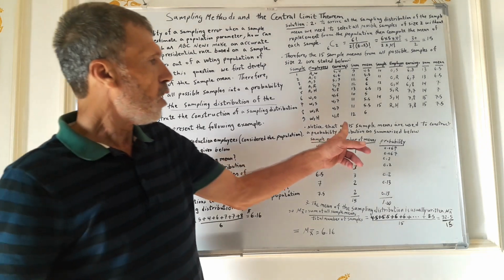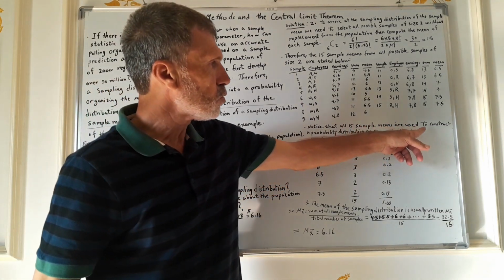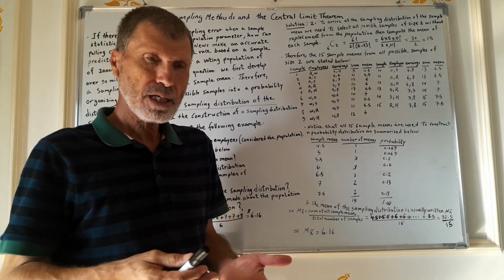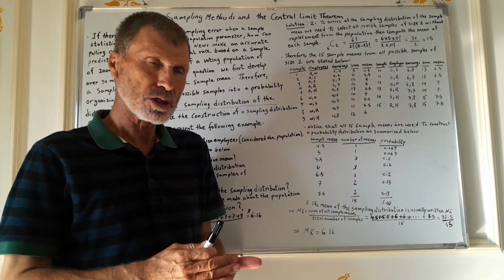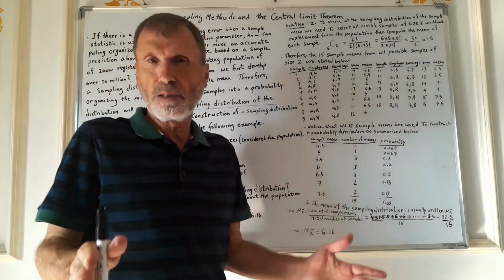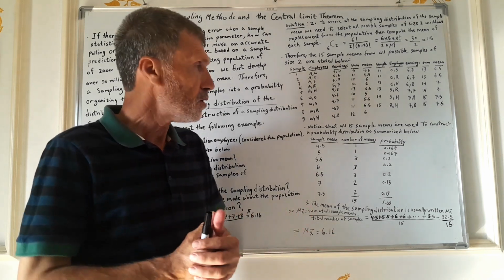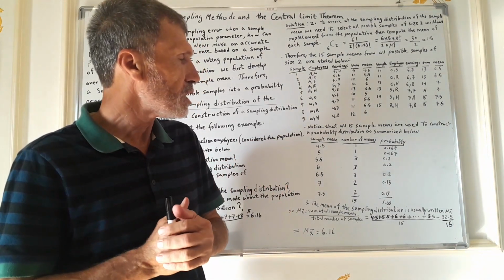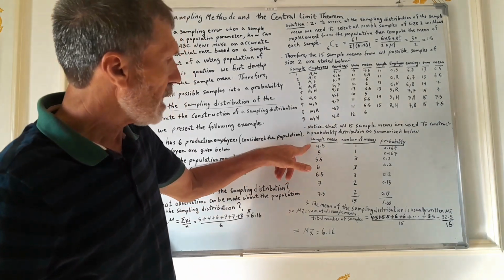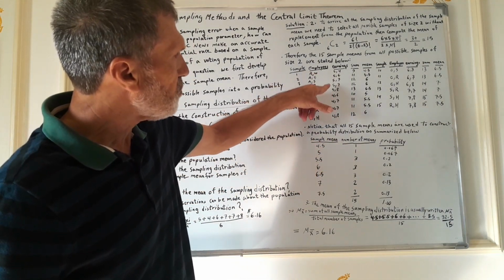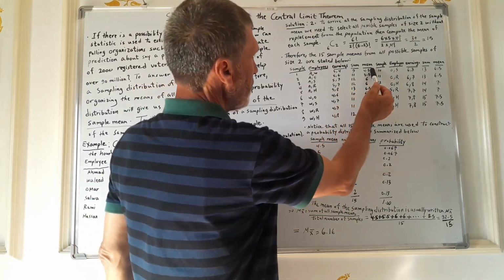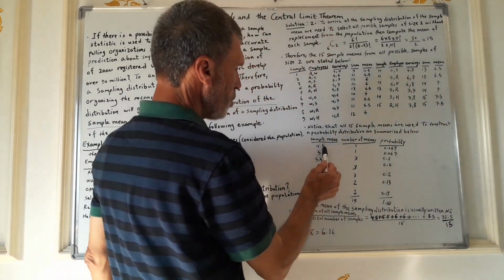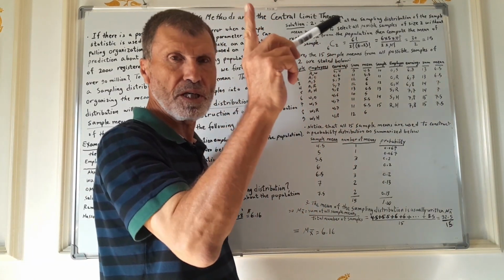Now notice that all 15 sample means are used to construct a probability distribution as stated below. Now how can we construct the probability distribution? We have already calculated the sample means. Of course, now let us construct the probability distribution out of these sample means. Now we get sample mean 4.5. How many 4.5 do we have over here? Only 1.